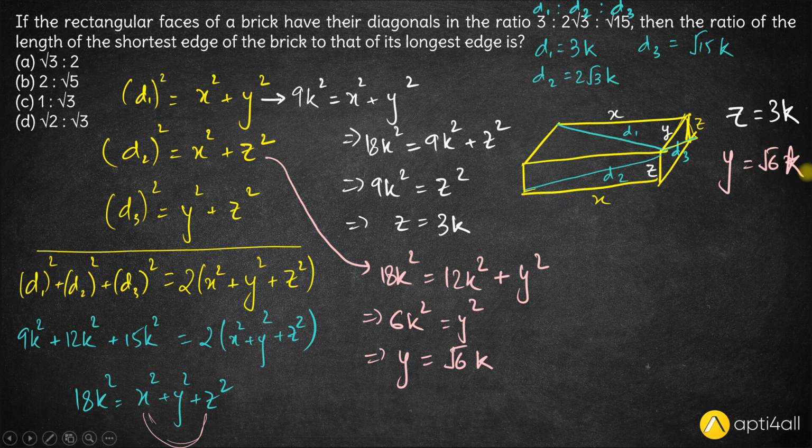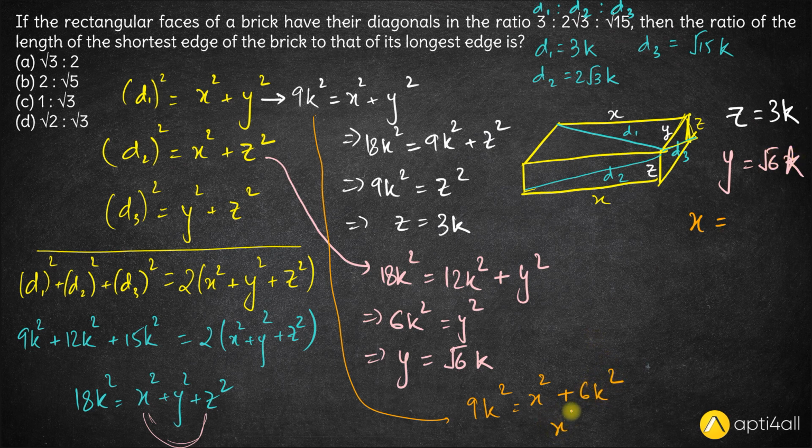And finally, to calculate the value of x, we know x square plus y square is 9k square, right? So we have 9k square is equal to x square plus y square. And y square is root 6 k whole square, which is 6k square. So x square comes out to be 9k square minus 6k square, which is 3k square. Hence x is equal to the square root of this, as in root 3 into k. This is the value of x.